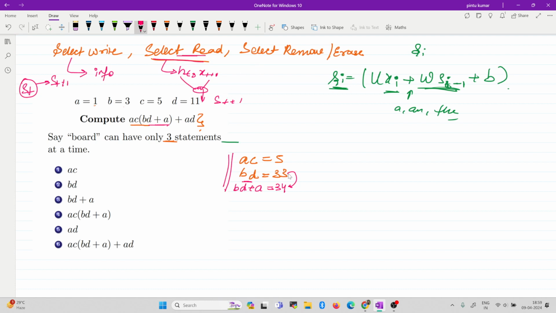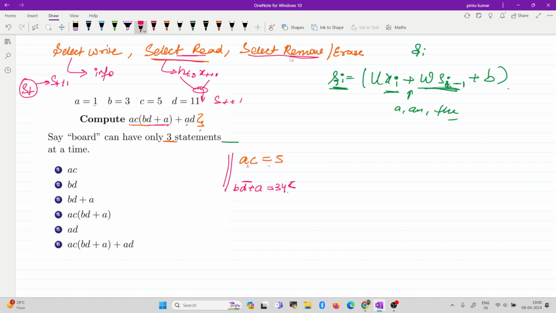Similar to this, whatever you have written till this point, what is the information that you want to use? Now, to involve extra information, say this BD is of no use to me right now, so I want to include, let's say, AC into BD plus A. So what is the information that you are willing to remove from things that you have already written? That would come under select remove.